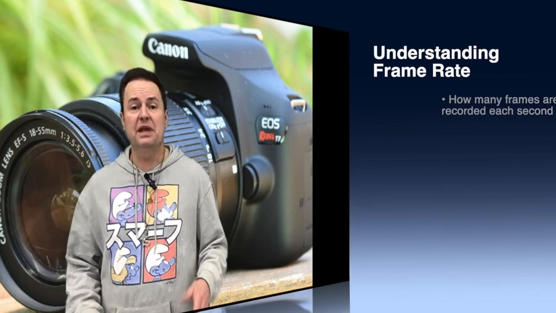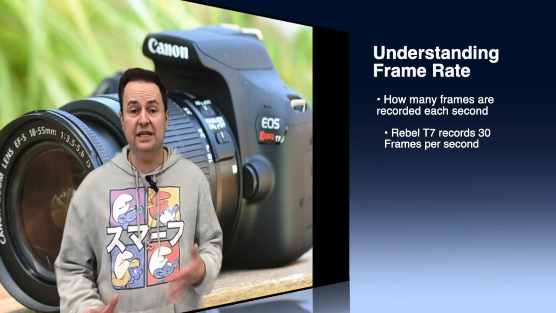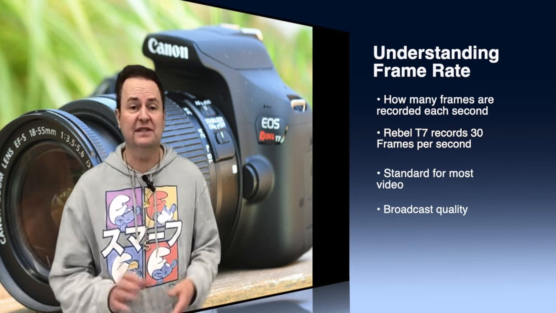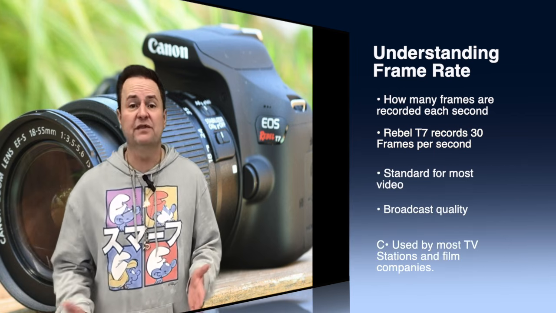The Rebel T7 records in 1080 HD, which is great quality for beginners. Frame rate means how many frames are recorded each second. The Rebel T7 records at 30 frames per second, which is standard for most videos.